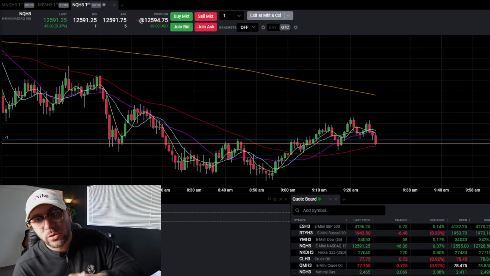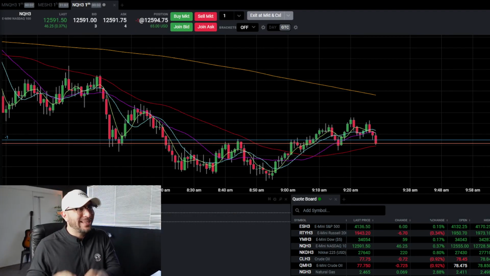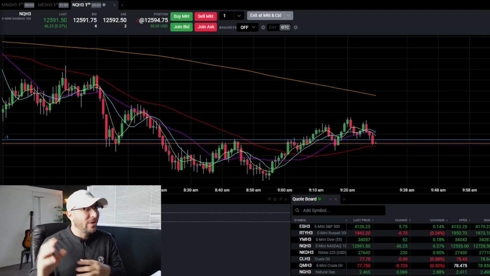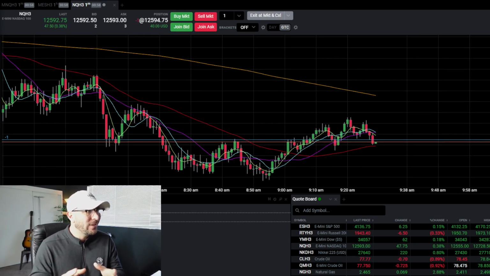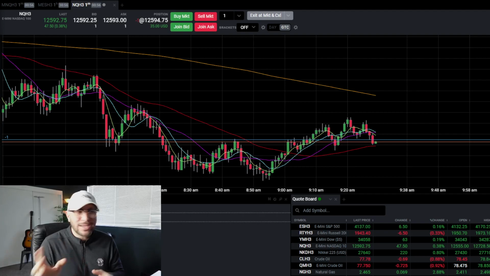What's going on, everyone? I want to show you guys a live trade that I'm currently in on the NASDAQ, ticker symbol NQ. Currently only up $40, $50, $30. It's kind of just bouncing around here.